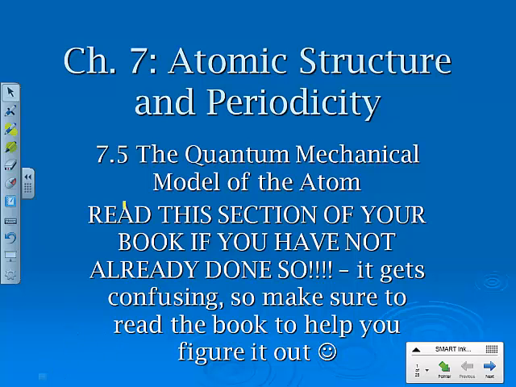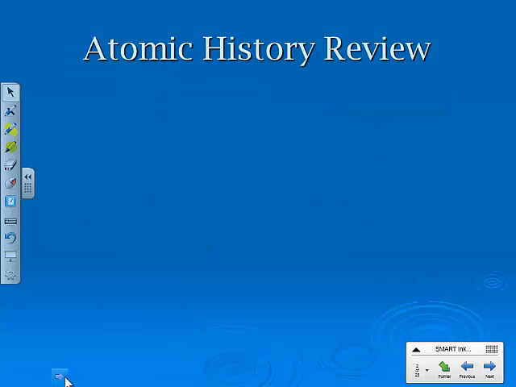Alright, today we are going to focus on a little bit more of dealing with atomic structure, talk about the quantum model. This is just a reminder, if you haven't taken the time to read your book, it may not be a bad idea because you just want to make sure that you can understand this heady stuff that we're going to take to another level.